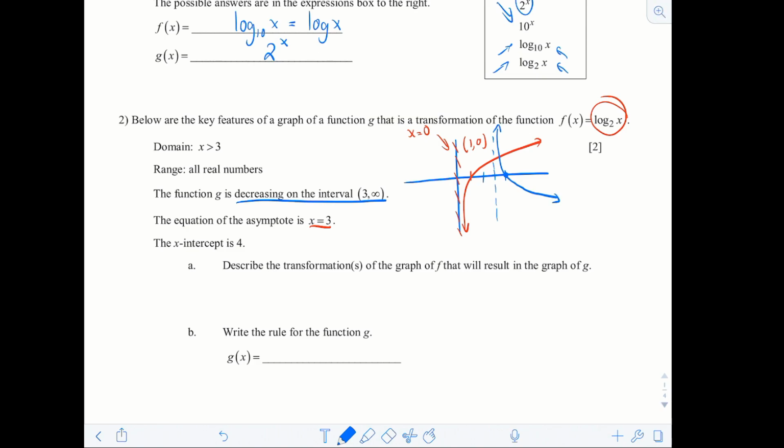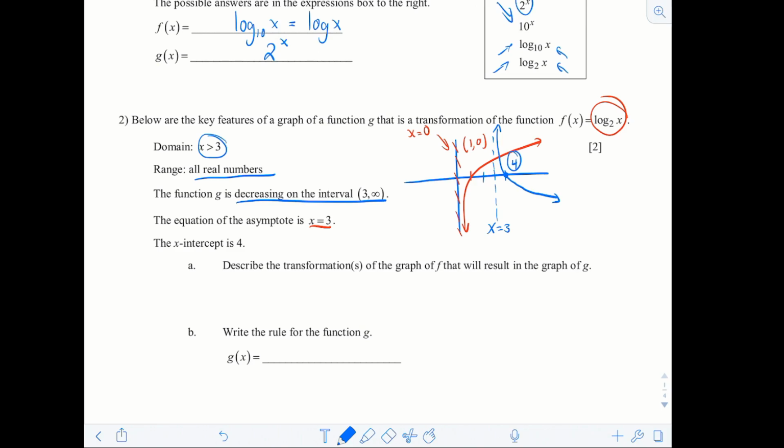It seems like that follows all the other stuff. The domain is greater than 3. The range is all real numbers, which most logarithmic graphs are. The function is decreasing on an interval from 3 to infinity. The equation of the asymptote is x equals 3, which is also true. And the x-intercept is at 4, which, yet again, if I move it 3 units to the right, will give us the intercept at 4.